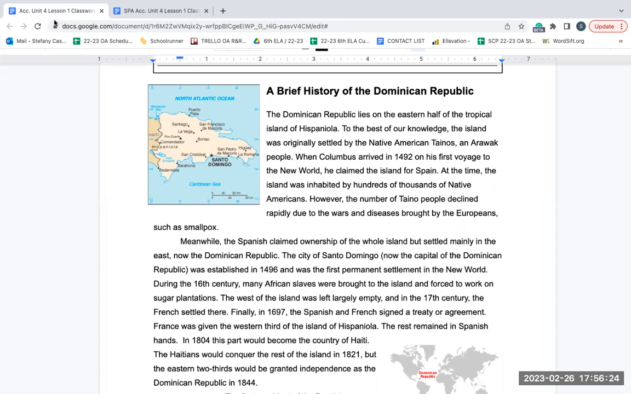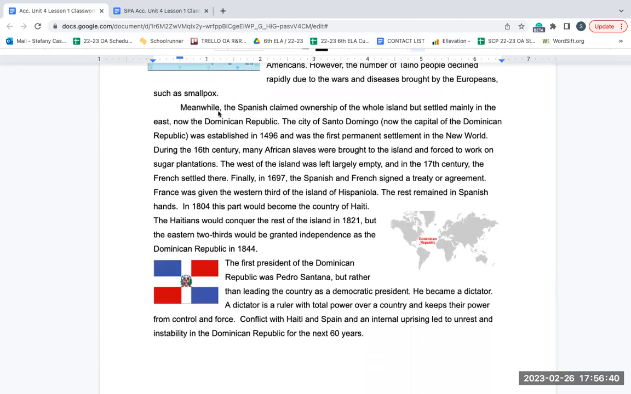At the time, the island was inhabited by hundreds of thousands of Native Americans. However, the number of Taíno people declined rapidly due to the wars and diseases brought by Europeans, such as smallpox. Meanwhile, the Spanish claimed ownership of the whole island but settled mainly in the east, now the Dominican Republic.